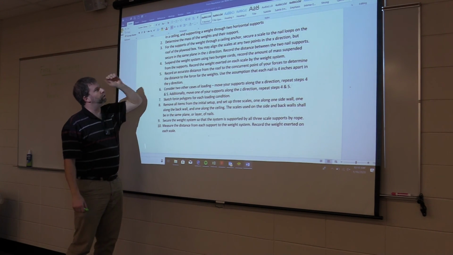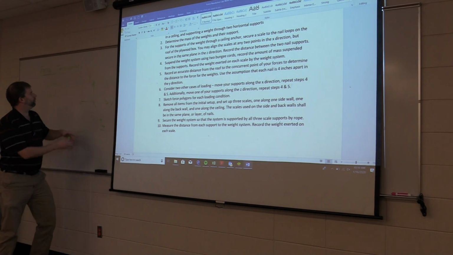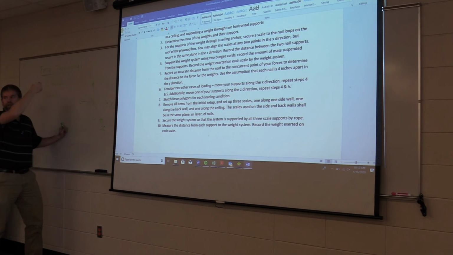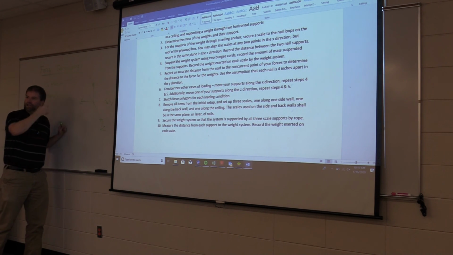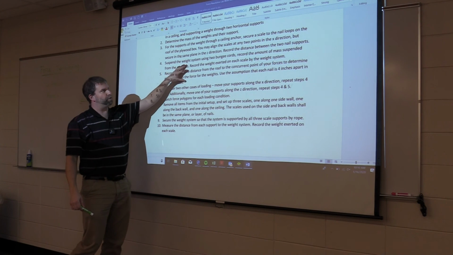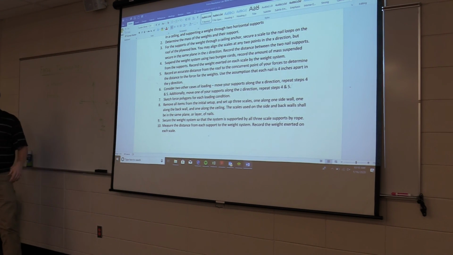You can move them around on that roof as much as you want in the X direction. I just want to make sure that you keep them static in the Z direction as you're changing them around, okay? And then you're just going to support between two bungee cords, record the amount of mass suspended from both of those supports, and then you can use that to figure out the distance between and the angles, okay?